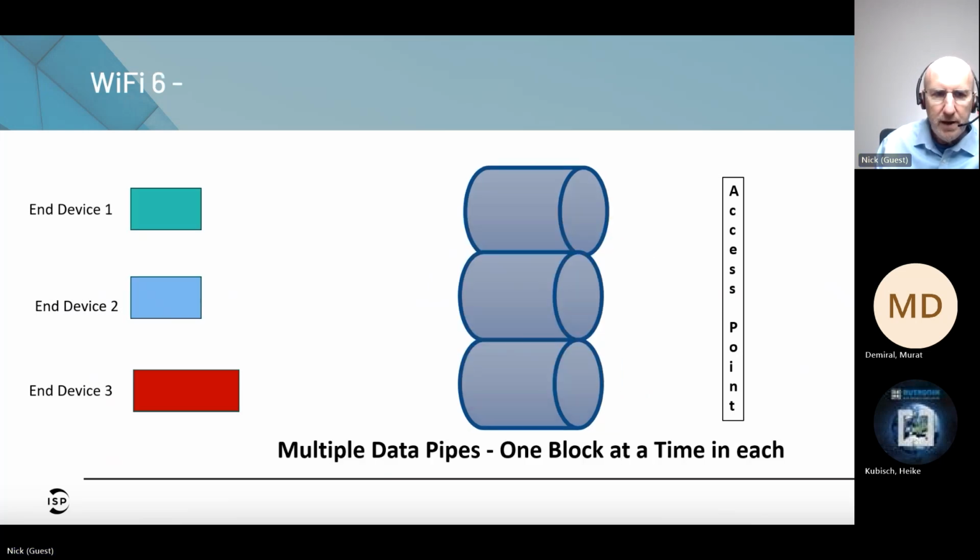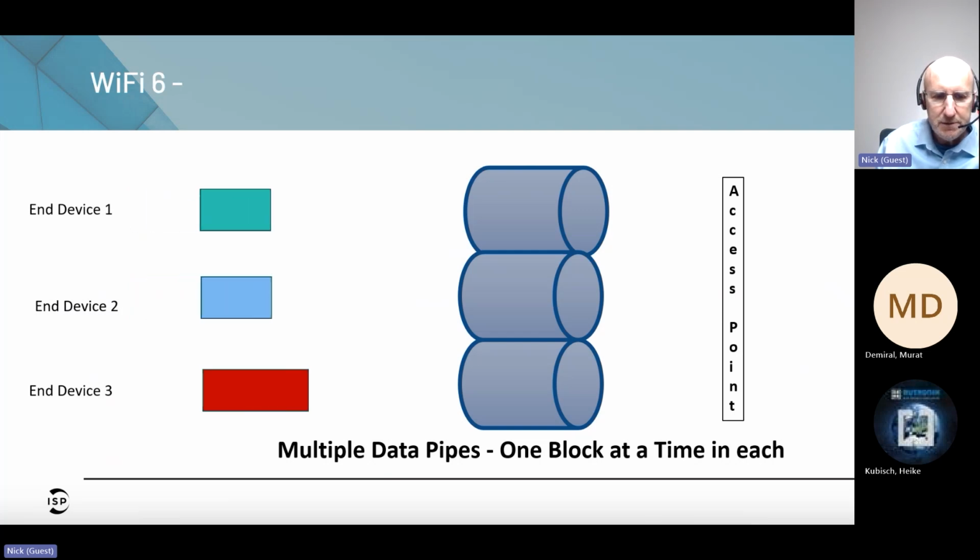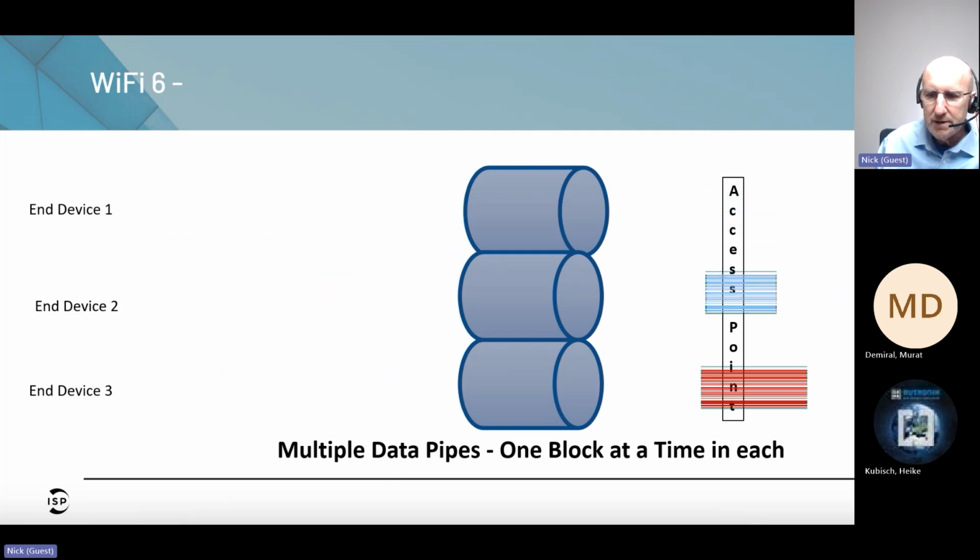With Wi-Fi 6, you can effectively send them all at once because you have narrower pipes. You're not sending more. You don't have a higher throughput, but you have more pipes to send it through. So in this one, they all go through at once to the access point. So this is a way of supporting more devices more intelligently than in Wi-Fi 5.